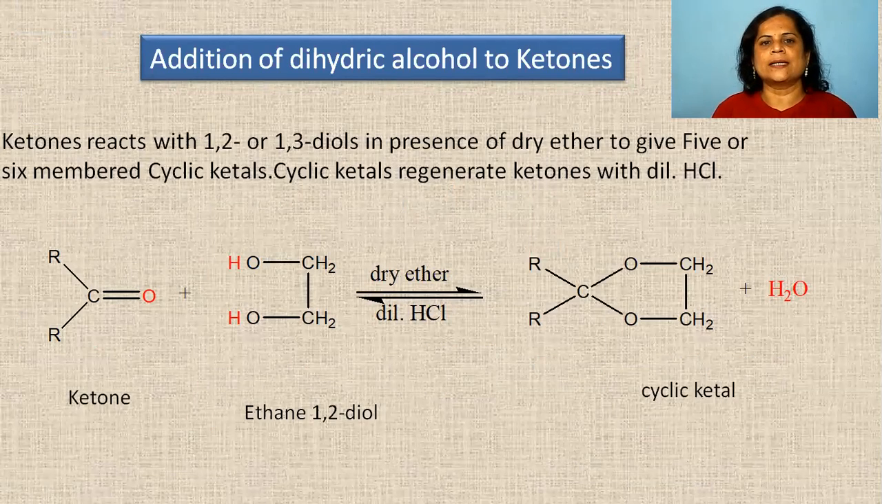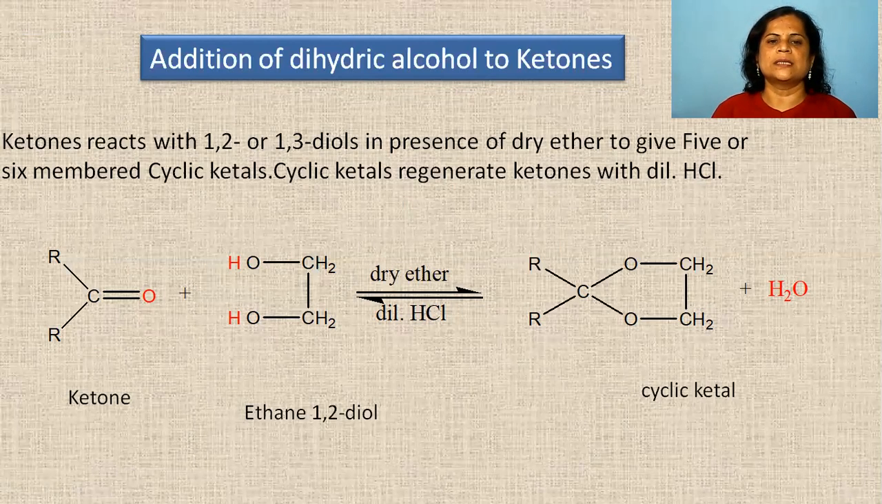Ketones also react with alcohols, but they react with dihydric alcohols. Ketones react with a 1,2 or 1,3 diol in the presence of dry ether. What do they form? Cyclic ketals. It means that in the reaction of a ketone with a dihydric alcohol, we get a cyclic structure in the product. For the reaction, the ketone reacts with ethane 1,2 diol.